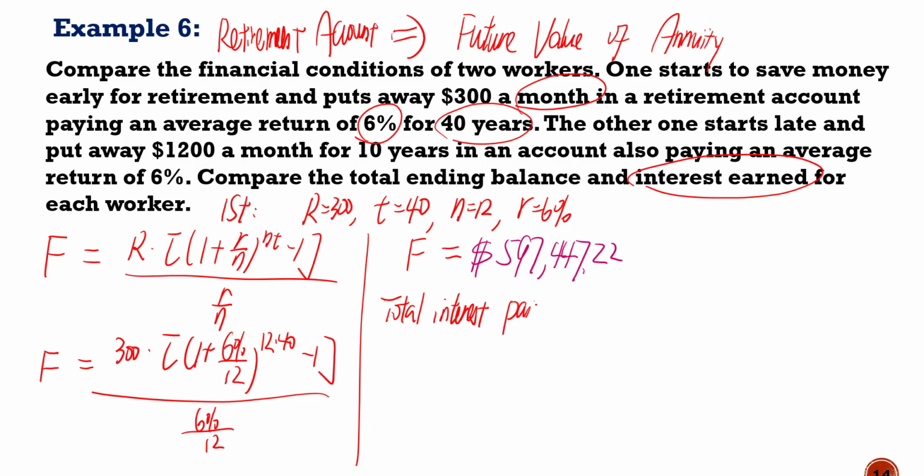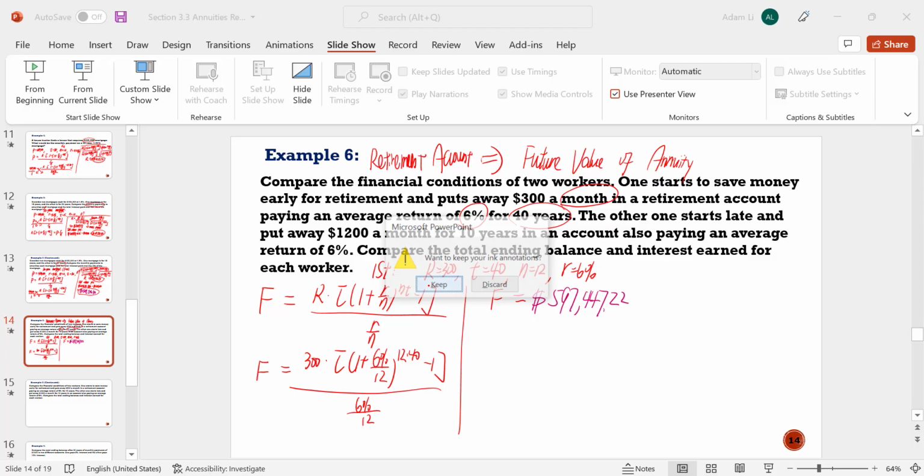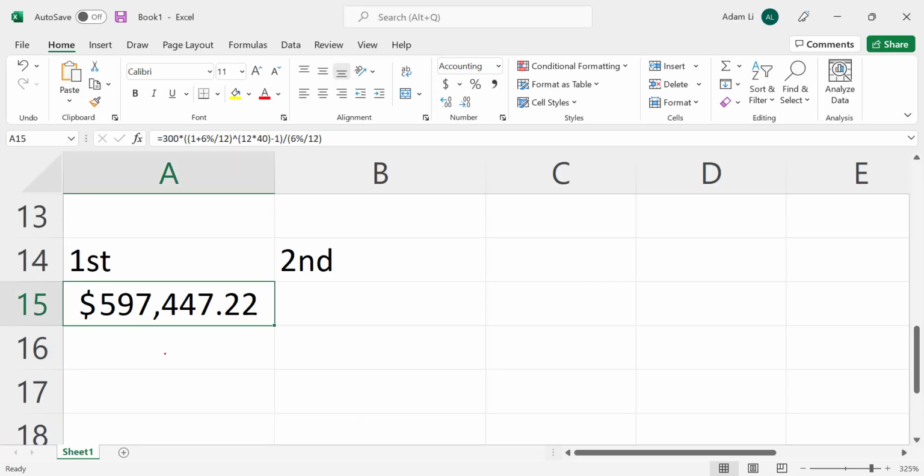So it is getting this $597,447.22 future value, but he's contributing every month, right? So $300, he's making 480 payments over the life of the retirement account. So the difference is the interest earned. Easy to find that on the Excel.